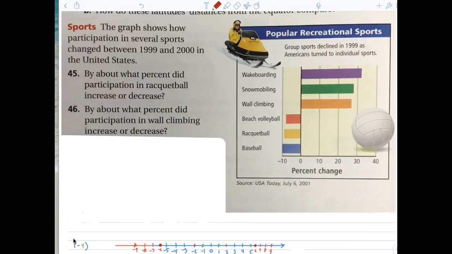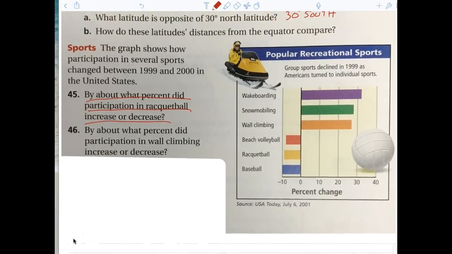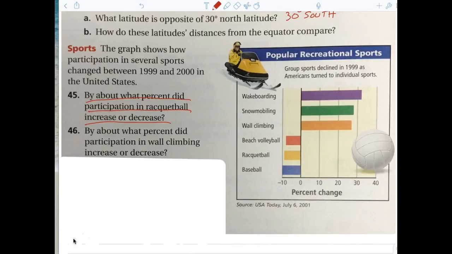Okay, so by what percent did the participation in racquetball increase or decrease? All right. So we got to read the whole thing. The graph shows how participation in several sports changed. So you have to represent racquetball, right? So is that a positive or negative? Negative. Negative what? 9. Yeah, because it doesn't complete all the way. Oh, yeah, very smart. Very good, buddy. -9. And it's a percent, right? So we could say -9%. Very good.